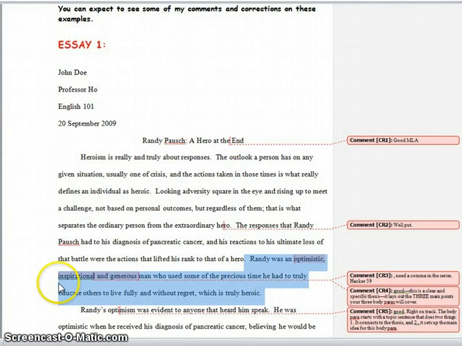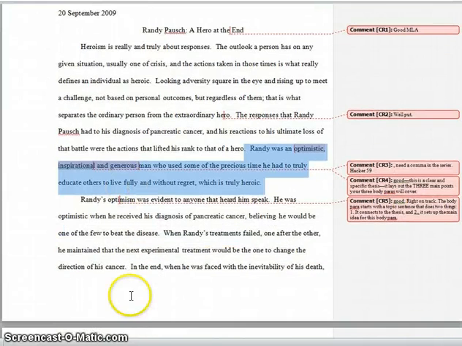Randy was an optimistic, inspirational, and generous man who had used some of his precious time he had left to truly educate others to live fully and without regret, which is truly heroic. All right. And then the next thing I want you to see is, does the thesis statement have matching body paragraphs? Did the student write matching body paragraphs to match his thesis statement? In this particular paper, the answer to that question is yes.